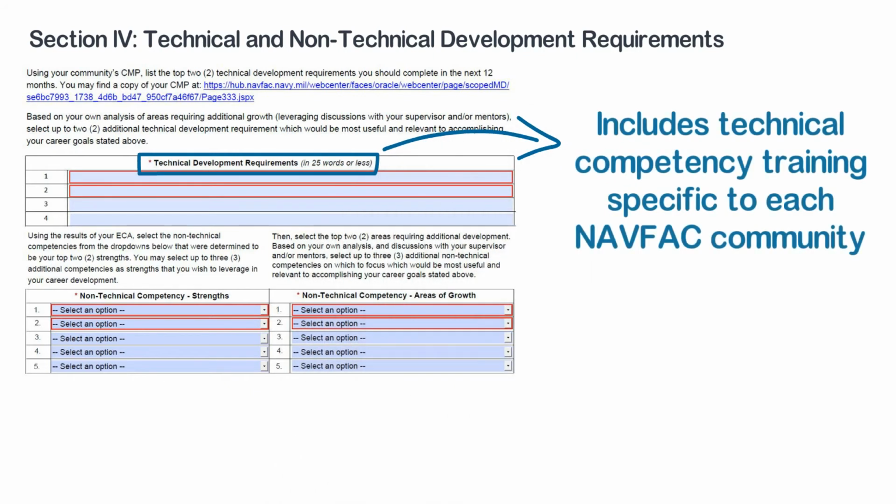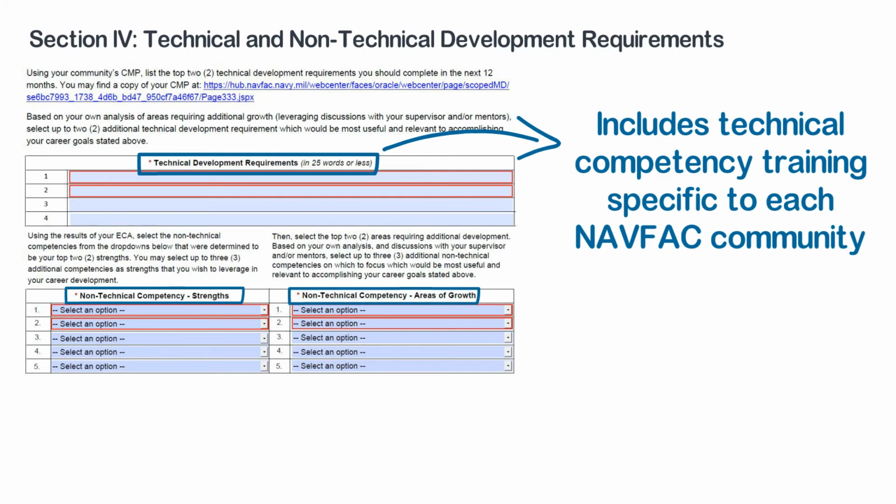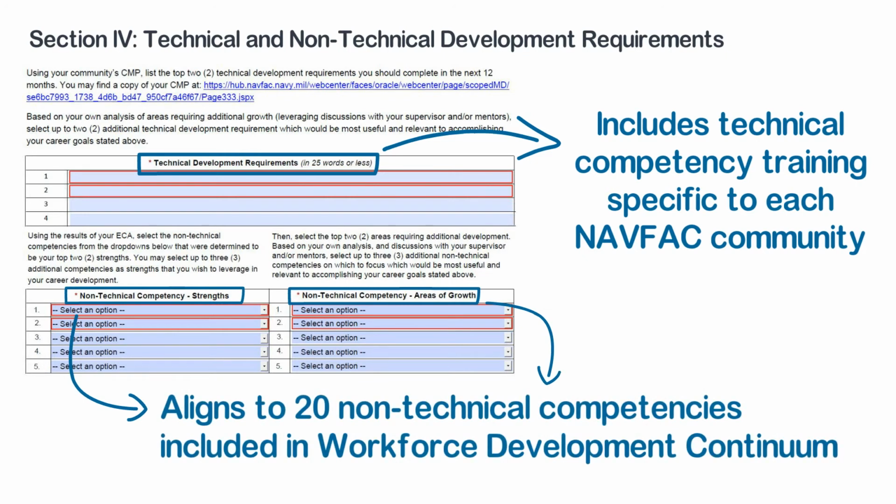Technical development includes the competencies like knowledge, skills and abilities, experiences, training, and certifications required for jobs specific to each NAVFAC community. Section 4 is also where you list your top non-technical competency strengths and potential areas for growth based on your ECA report. Non-technical development refers to the formal and informal learning opportunities which align to the 20 non-technical or leadership competencies identified in the workforce development continuum. This is where input from your supervisor will be helpful, so you can be sure your goals align with your team's needs and that they'll be relevant to your career aspirations.